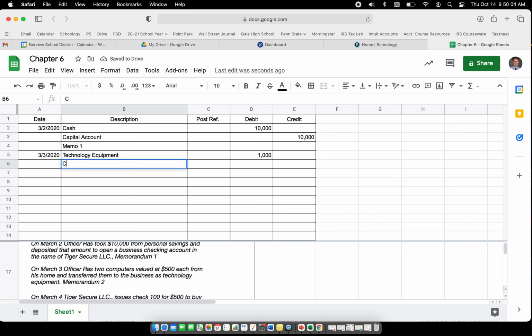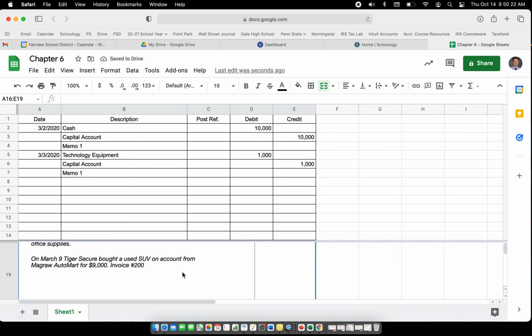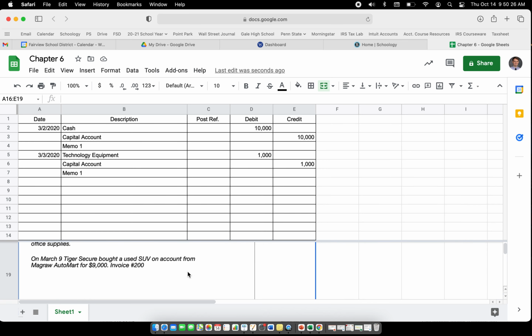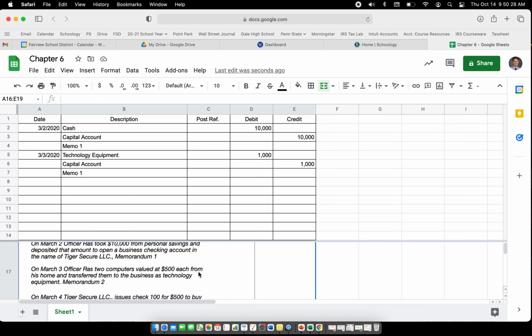The second account that is credited is the capital account. That is $1,000, and our source document is memo 2. We're going to take a look at the third transaction, which occurs on March 4th.